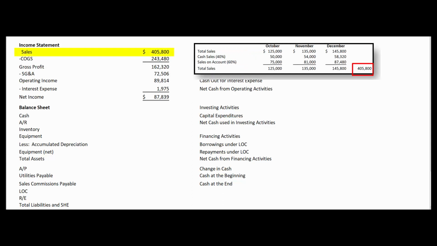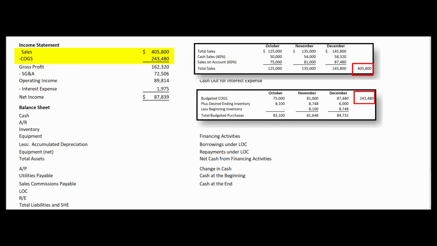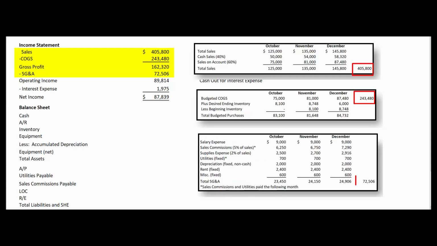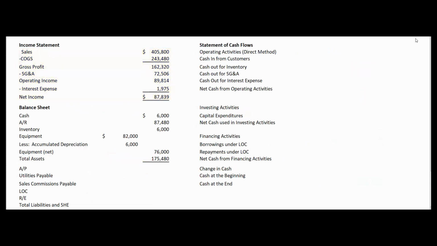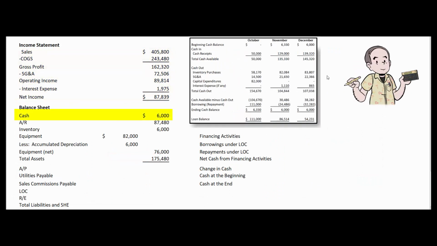we can get the sales figure from our sales budget. The cost of goods sold, we can either just multiply it times 60, it's sales times 60%, or we can look at our budget for inventory. We calculate our gross profit as sales minus cost of goods sold. The SG&A comes from our SG&A budget. We subtract the SG&A from gross profit to give us operating income, and then our interest expense, we can get that from our cash budget. So we have net income of $87,839.